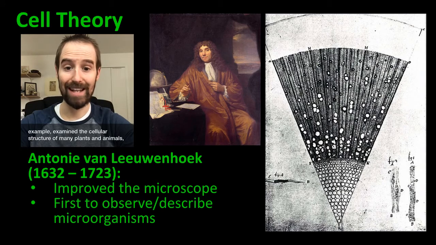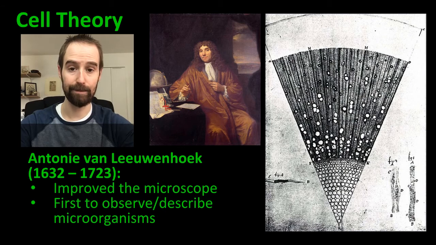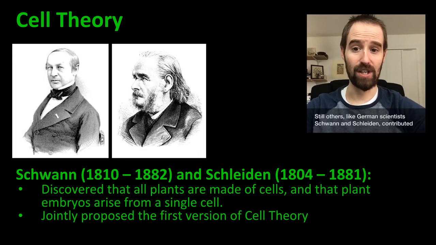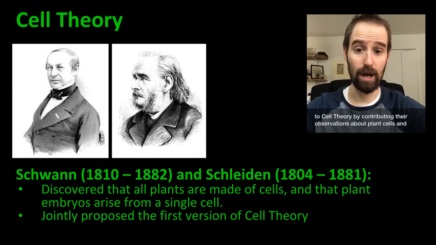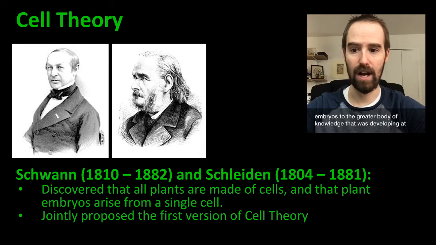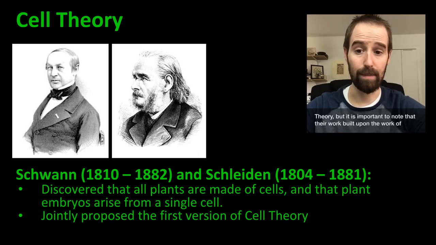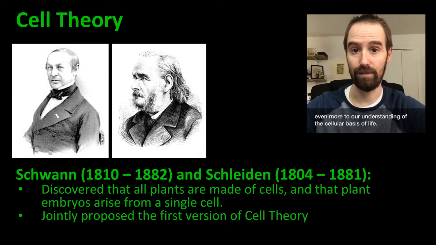Leeuwenhoek, for example, examined the cellular structure of many plants and animals and was the first to observe and describe what we now call microorganisms, living creatures too small to see with the naked eye. Still others, like German scientists Schwann and Schleiden, contributed to cell theory by contributing their observations about plant cells and embryos to the greater body of knowledge that was developing at the time. It was these two who proposed the first version of cell theory, but it is important to note that their work built upon the work of many others, and was continued by many others as well, who contributed even more to our understanding of the cellular basis of life.